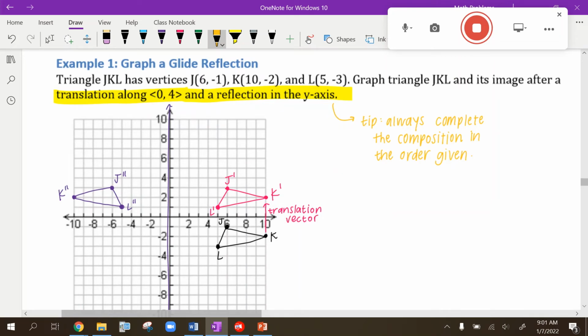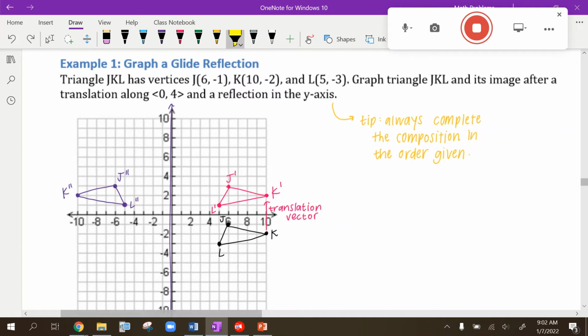Now for this one, first it tells us to do a translation along <0, 4>. So that means go horizontally 0 and go vertical 4. So remember, if this is a positive 4, it means go up. So all we have to do is take every single point and take it up 4. For our triangle, we'll count 1, 2, 3, 4 for every single one. Notice our translation vector on this is a vertical vector because we're moving straight up.